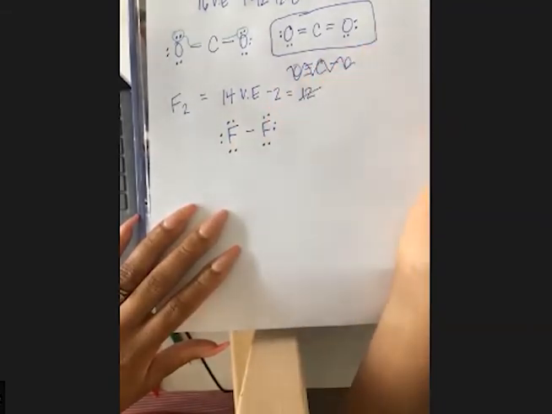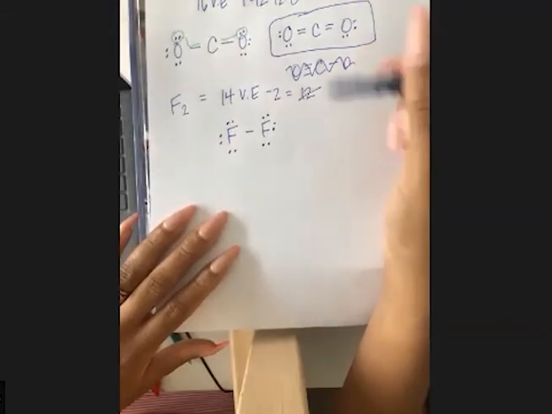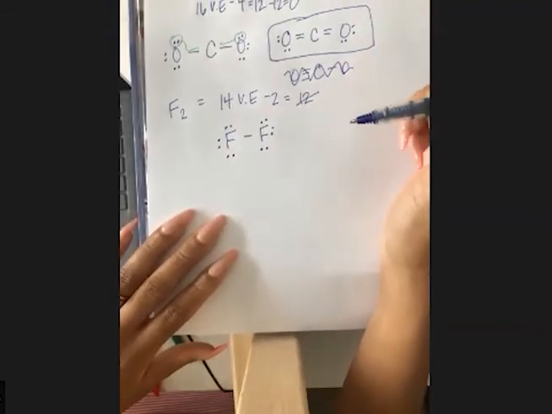And then I'm out of valence electrons. Is this what you guys got? Yep, so that's it. Okay, so you guys feel comfortable with the Lewis structures?